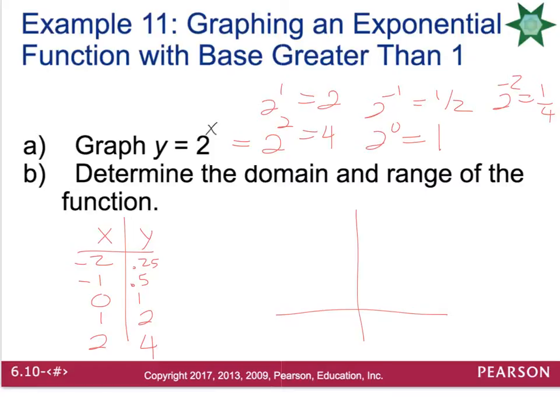So if I go to graph this, I will have dots 1, 2, 3, 4. At 2, 4, 1, 2, 0, 1, -1, 1/2, -2, 1/4. So your graph ends up looking like this exponential growth. And then they ask you for the domain. The domain is talking about the x's. So they want to know how far to the left and how far to the right my graph goes. Well, theoretically, it's going to go left and right forever. So my domain in this problem, I would say, is all real numbers.